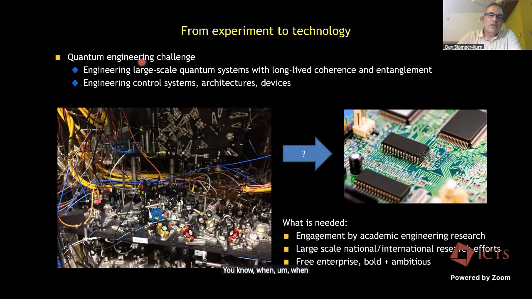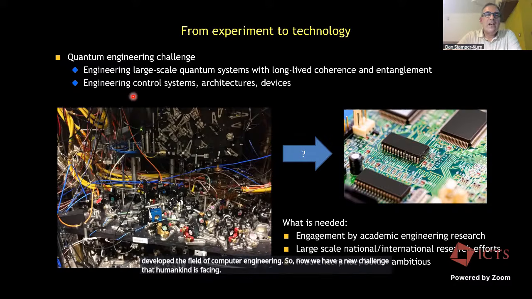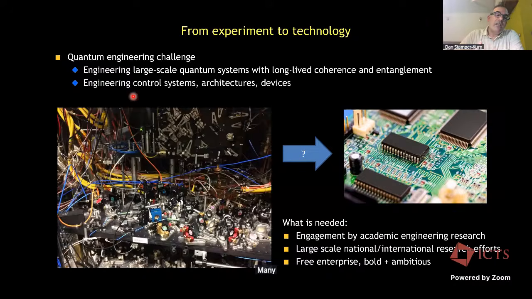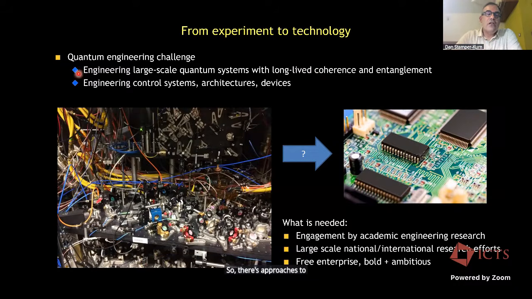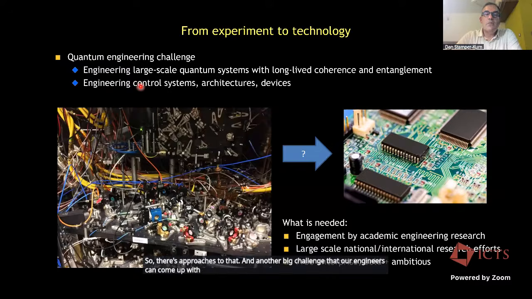When humanity had to build bridges, it established the field of civil engineering. And when it had to process information, it developed the field of computer engineering. So now we have a new challenge that humankind is facing, and that is how to control many-body entangled quantum systems in a very robust manner. And that challenge can be taken on by engineers, and they can focus on two very big objectives. One is to engineer large-scale quantum systems that have long-lived coherence and entanglement. So there are approaches to that. And another big challenge that our engineers can come up with is to build the control systems.